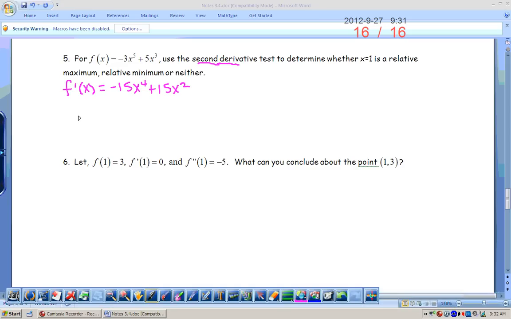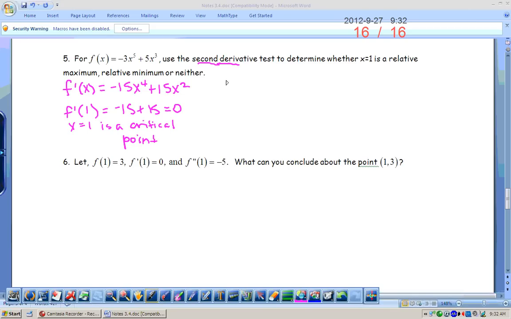If x equals 1 is a critical point, then f prime of 1 will either equal 0 or be undefined. So f prime of 1 is going to equal negative 15 plus 15, which does equal 0. So x equals 1 is a critical point. And you can only use the second derivative test if your x value is a critical point.